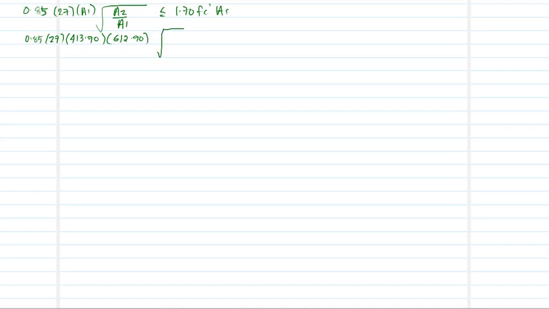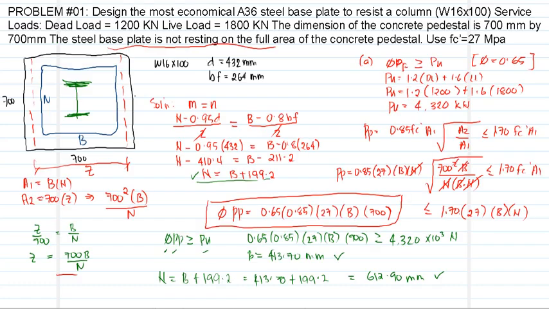The square root of, ano yung area 2 natin? So, area 2 natin, ito, yung equation na ito. Ito yung equation natin for area 2. And then, over area 1, which is Bn. Okay? So, ito yung equation natin. So, 700 squared b over n bn.